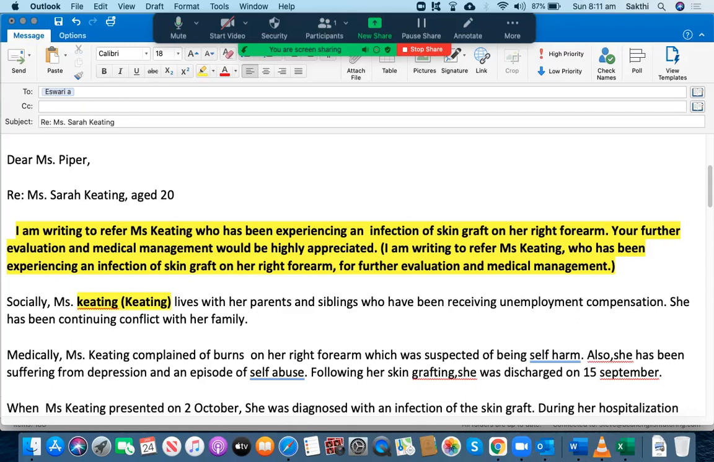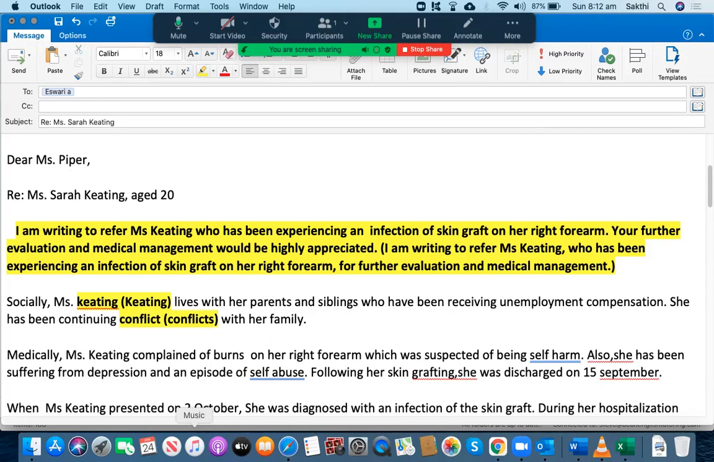Okay, she has been continuing conflict with her family. She has been continuing conflicts. Like a conflict. It's not conflict actually. She could have mentioned conflicts because it couldn't be one conflict, right? So it could have been many, I believe. So it's better to use plural nouns.